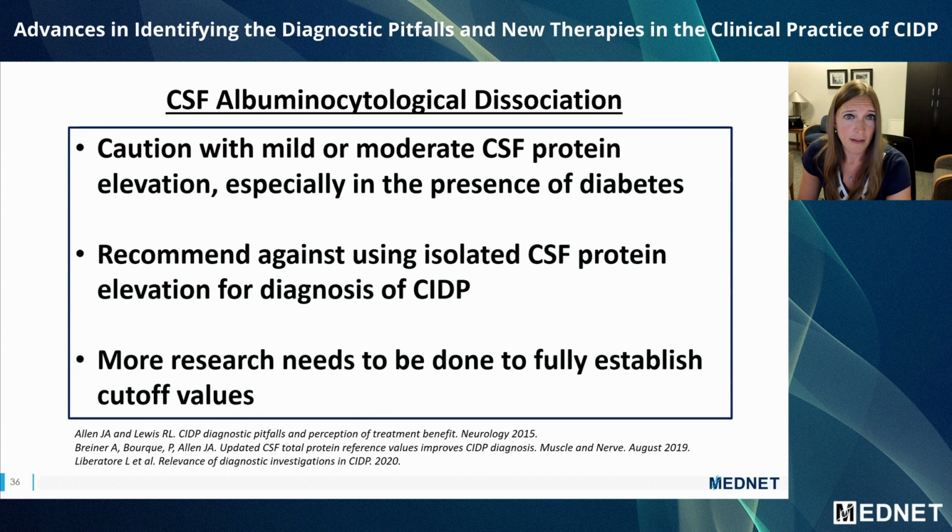With respect to CSF, albuminocytological dissociation, so you're looking for a minimum of 5 to 10 nucleated white blood cells or less, and elevated CSF protein, considering age-related changes as noted in the references here that I would allude to that you could take a look at for more details of this, but primarily just keeping in mind that you can't use spinal fluid as a primary means to make a diagnosis. You need to have, this is something that's supportive for the diagnosis, assuming that the electrodiagnostic and clinical phenotype also raise suspicion for CIDP. And other things can influence the protein levels, including spinal stenosis or diabetes.